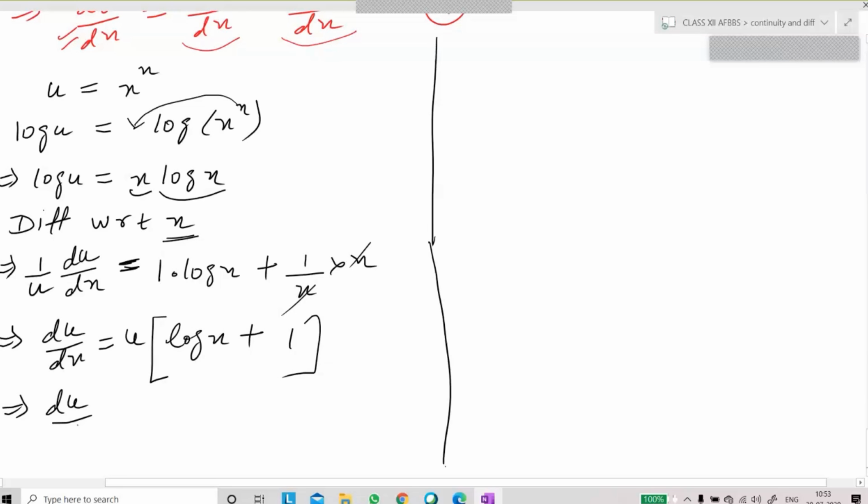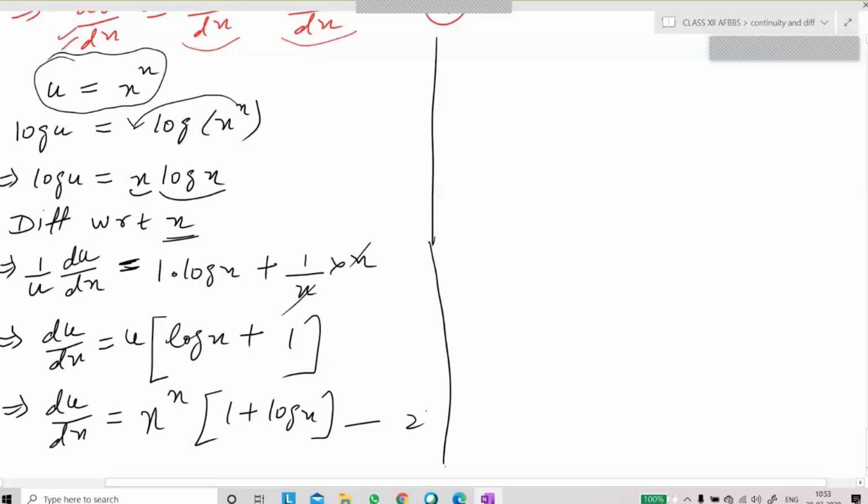So we will have du by dx is equal to, in place of u, I can put the value of u, which is x raised to the power x, into 1 plus log x. So this is equation number 2. In equation 2 you have found the value of du by dx. Similarly, I will now find the value of dv by dx.